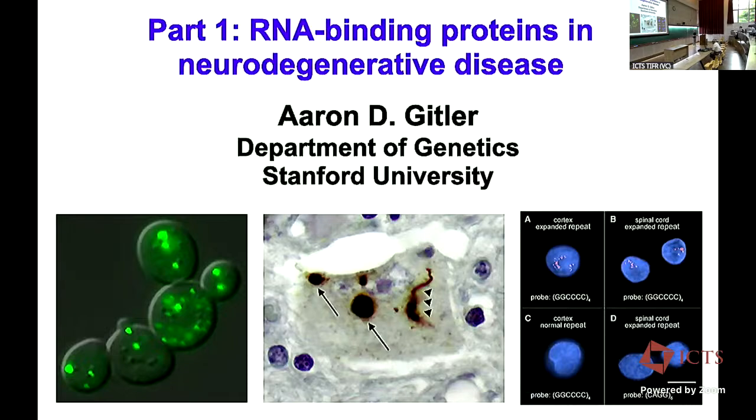Okay, so I have two different sets of things to talk about, but we'll also have questions along the way. So the overall theme will be the role of RNA metabolism and RNA binding proteins, RNA processing pathways, and how they affect neurodegenerative diseases. So if you have questions, if you want to talk about something else or you want to clarify something, just please interrupt me. I'll have some questions along the way.